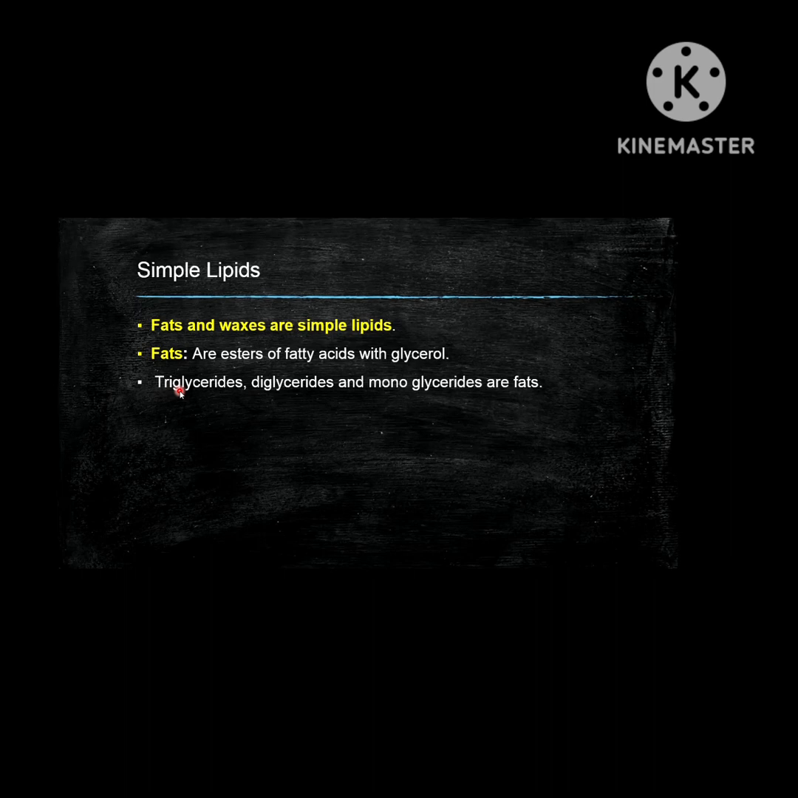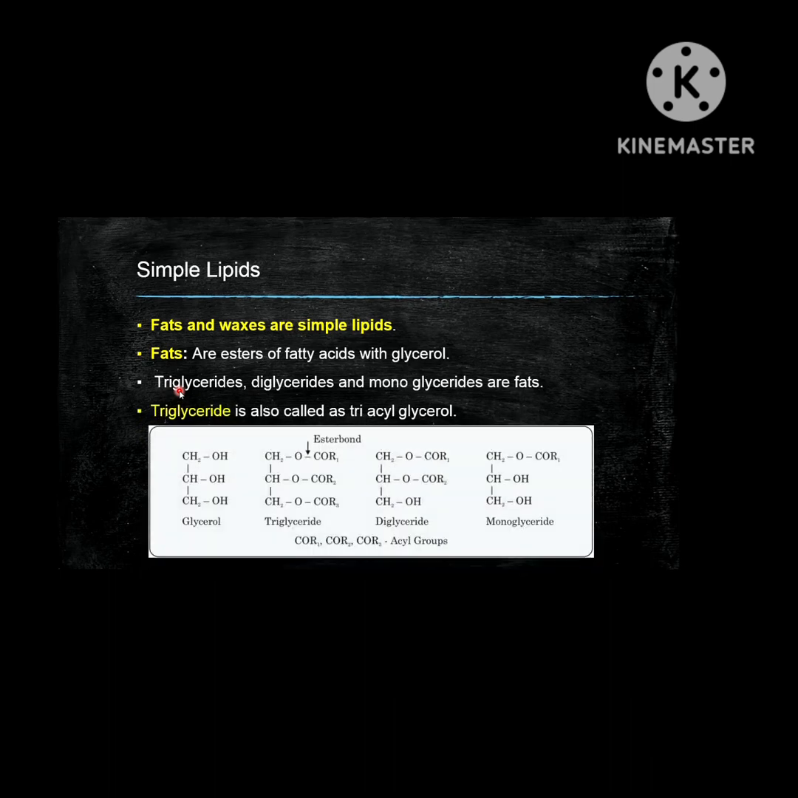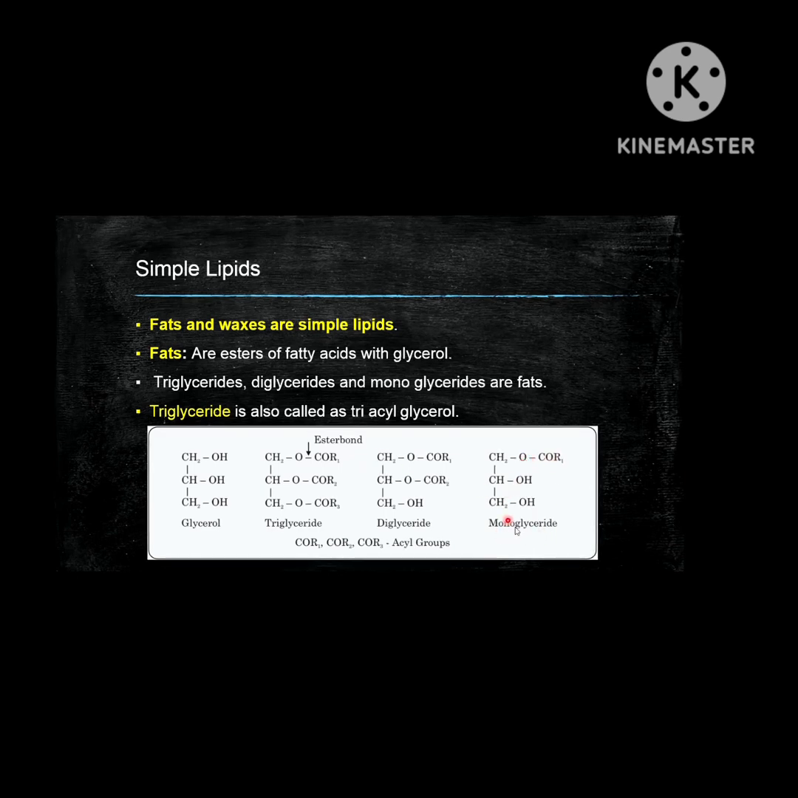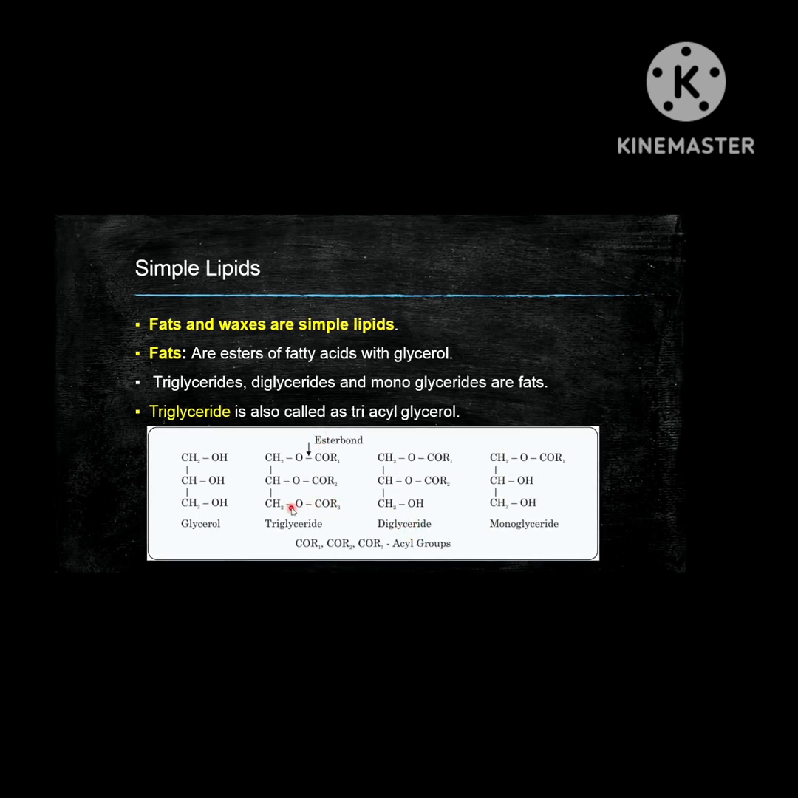Let's see the diagram. You will get a more clear concept regarding these. See here, it's a glycerol, a trihydric alcohol, and if three fatty acids are esterified with this glycerol, you have this ester bond between fatty acid and alcohol. If it is only one, it is known as a monoglyceride. If two fatty acids are esterified with glycerol, then it's a diglyceride. If three fatty acids are esterified here, then it's a triglyceride. Fine.